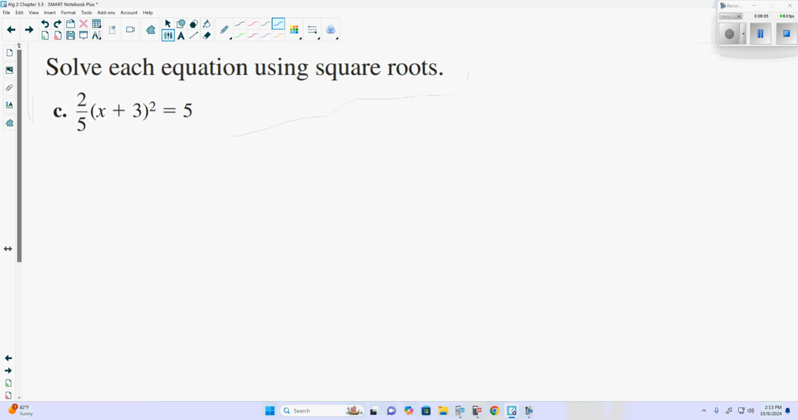Two-fifths times x plus 3 squared equals 5. Interestingly enough, we can still use the square root method on this because the only place where we have a variable is inside of that set of parentheses that's being squared. So it still works. The only time we wouldn't be able to solve a problem like this is if we had x inside the parentheses being squared and outside. Then we would actually have to simplify that parentheses, multiply it out, and get the x's together. But luckily for us, the only place where x is, is inside the parentheses.